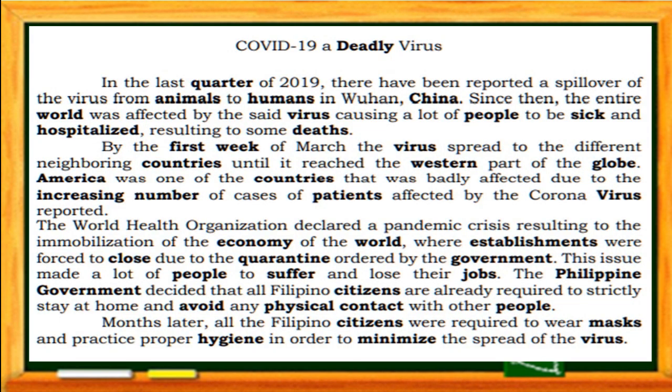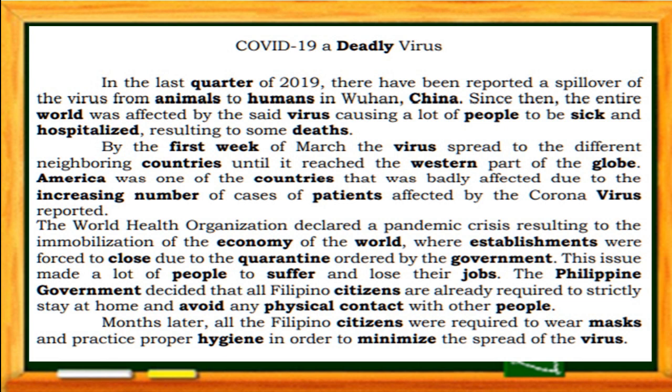COVID-19, a deadly virus. In the last quarter of 2019, there have been reported a spillover of the virus from animals to humans in Wuhan, China. Since then, the entire world was affected by the said virus, causing a lot of people to be sick and hospitalized, resulting to some deaths. By the first week of March, the virus spread to the different neighboring countries until it reached the eastern part of the globe. America was one of the countries that was badly affected due to the increasing numbers of cases of patients affected by the coronavirus reported.